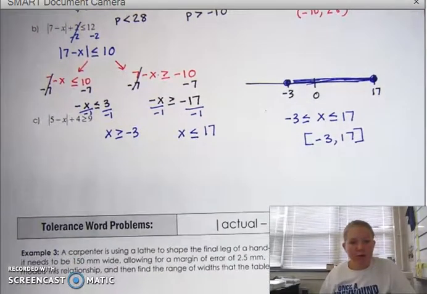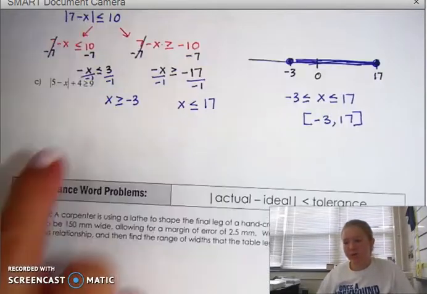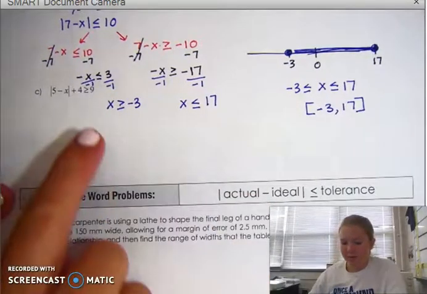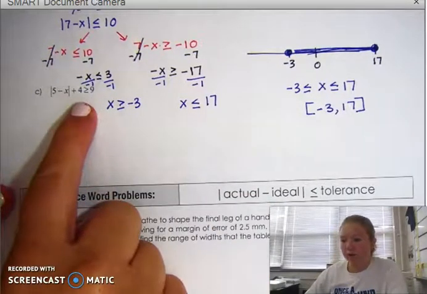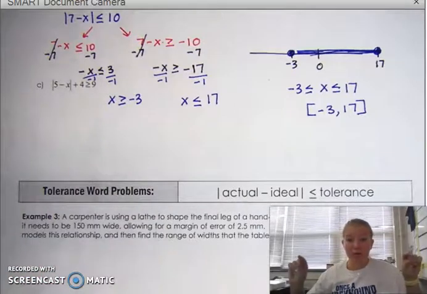I'm going to leave the last example for you guys to try, part C, but keep in mind that if it's greater than or equal to, we're going to have those 2 inequalities.